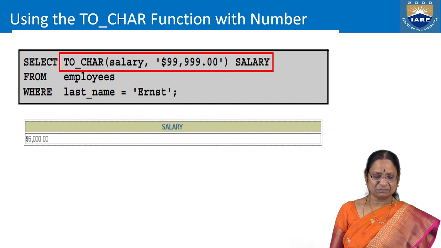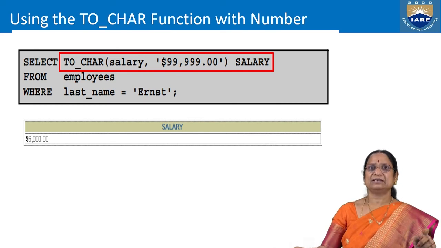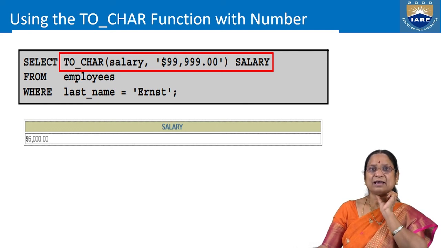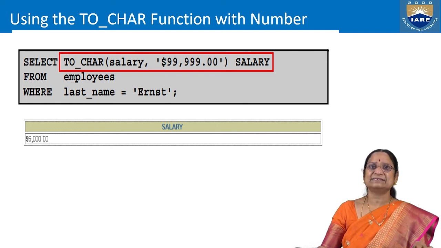So you observe the salary of the employee with the last name shown was displayed as $6,000.00. The thousands format is a comma, then zeros in hundreds, tens and ones, as the data 6,000 is the salary of the respective employee.